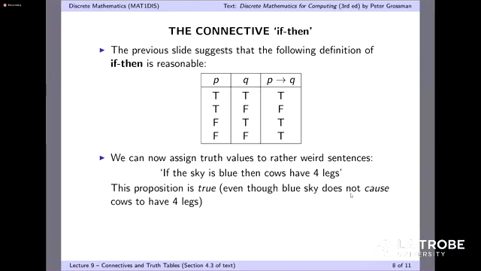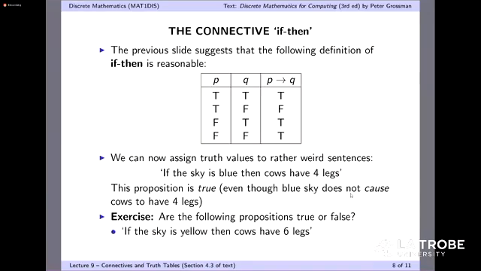Similarly, are the following propositions true or false? If the sky is yellow, then cows have 6 legs. True. We haven't seen cows with 6 legs. I haven't seen a yellow sky either.